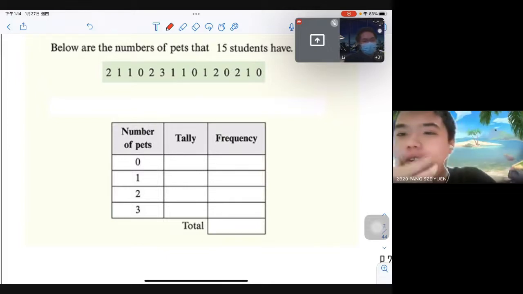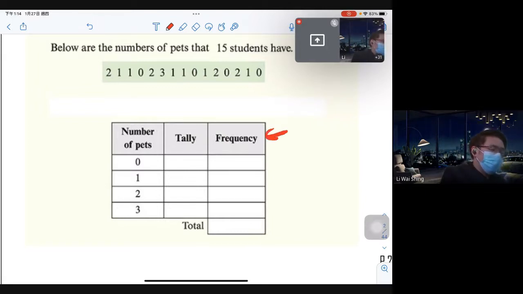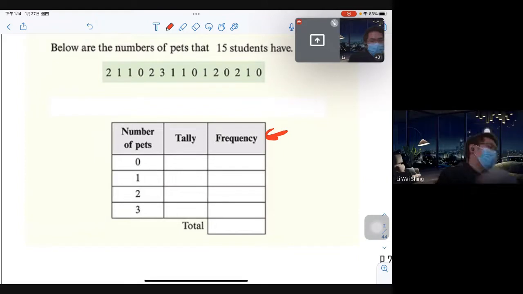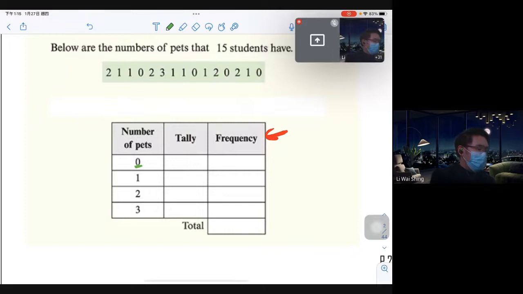The stem-and-leaf diagram? Stem-and-leaf diagram, oh, so close. Okay, let me tell you. Tell me what is the meaning of frequency, Elvis? I don't know. You don't know? Okay, never mind. Anyone who can tell me the meaning of frequency? Let me give you an example, then someone explain to me. Number 0 appears for 3 times, so the frequency is 3.